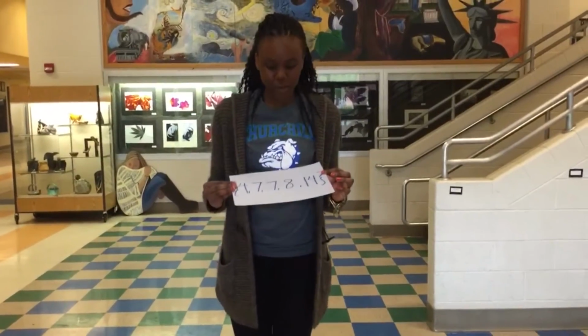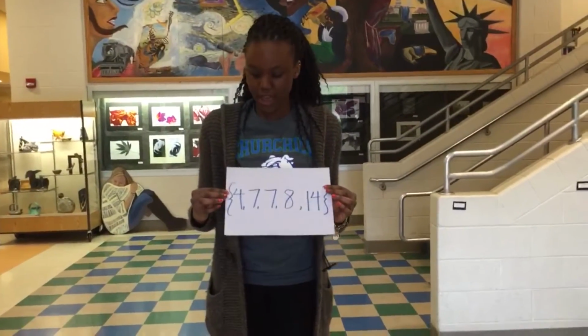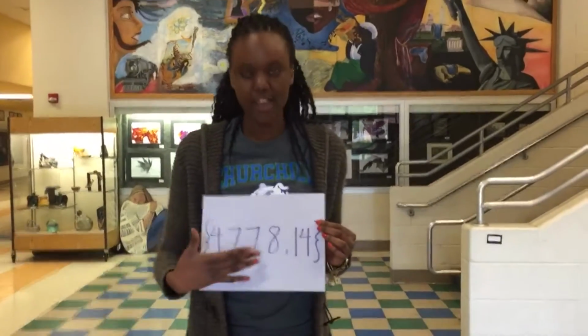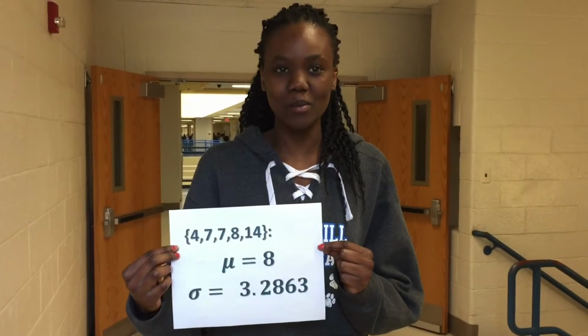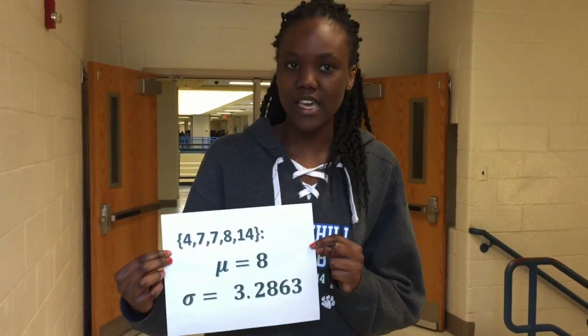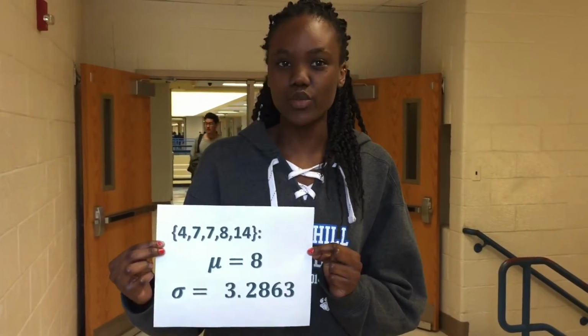Hi guys, let's begin with a set of numbers. Here we have 4, 7, 7, 8, 14. The mean of a set of numbers, or our population, is 8, and our standard deviation is 3.2863.